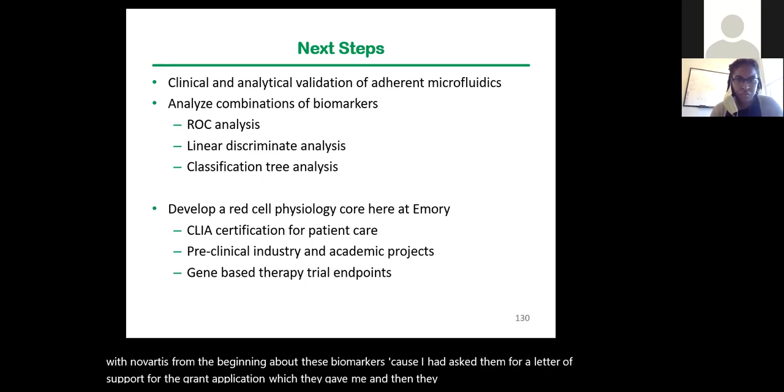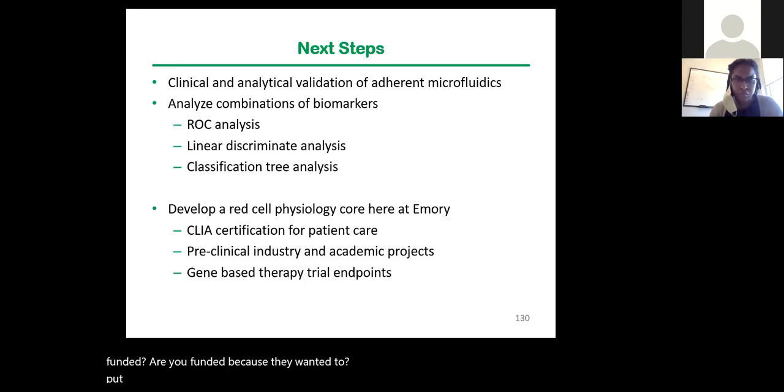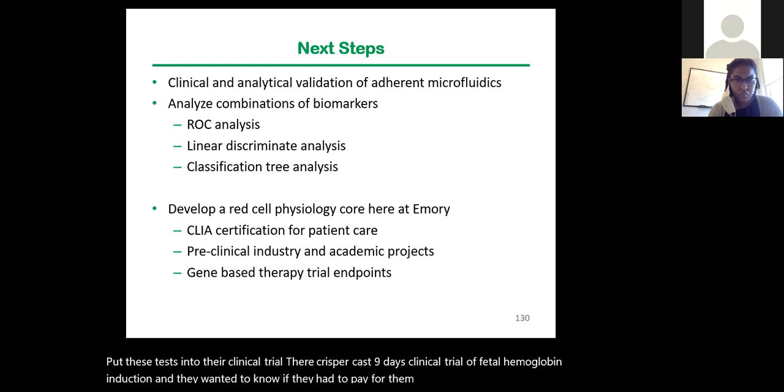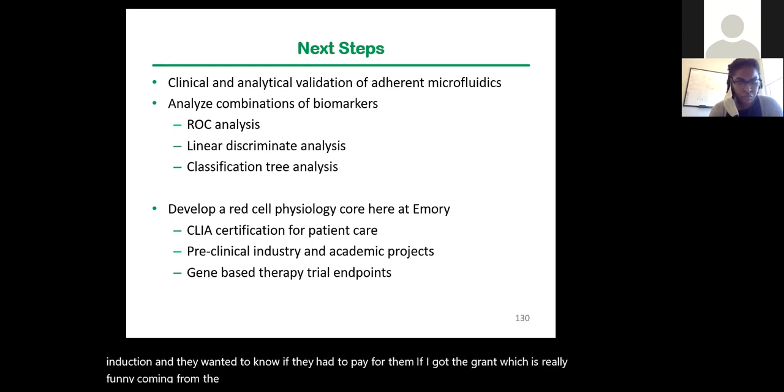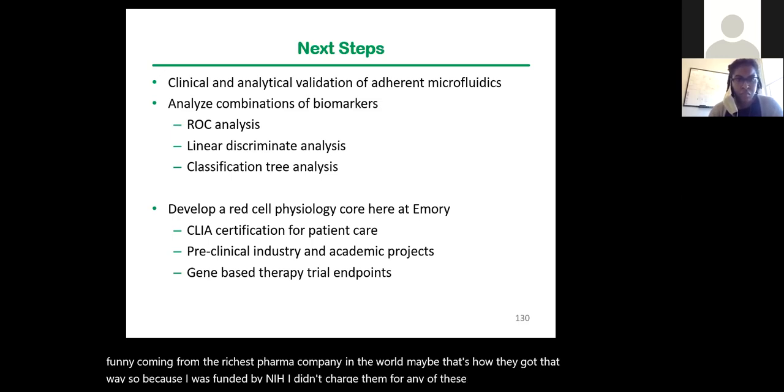Are you funded? Because they wanted to put these tests into their clinical trial, their CRISPR-Cas9 based clinical trial of fetal hemoglobin induction. And they wanted to know if they had to pay for them if I got the grant, which is really funny coming from the richest pharma company in the world. But maybe that's how they got that way. So because I was funded by NIH, I didn't charge them for any of these tests. But of course, they don't own the data now either.